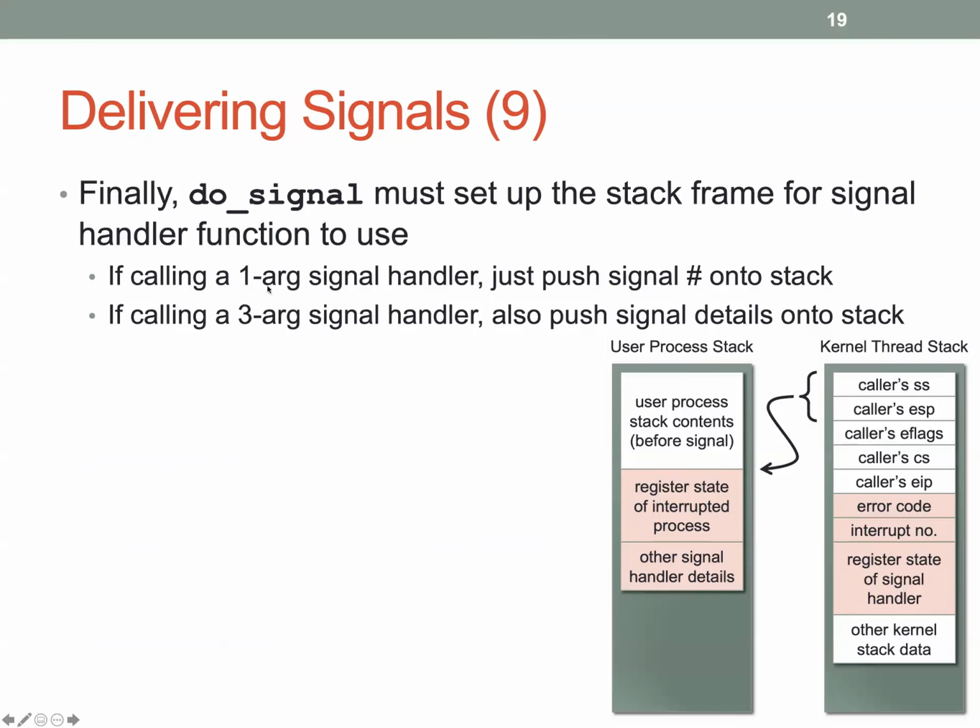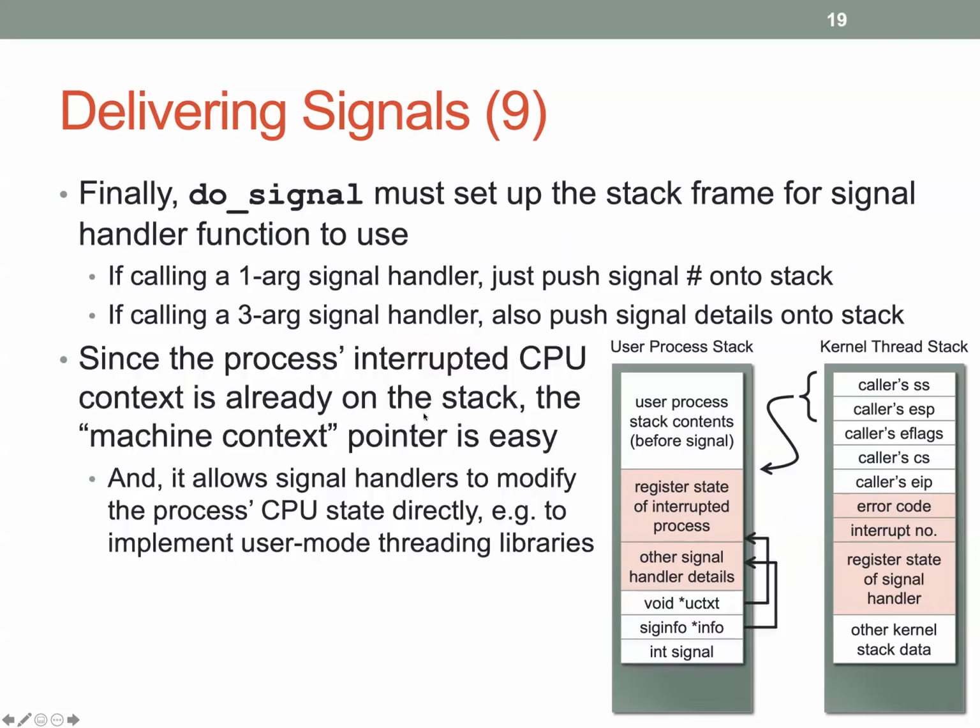So as I say here, if we're calling a one-argument signal handler, we need to make sure the signal number goes onto the stack. This is the old CDECL convention. With the current AMD64 ABI convention, you just put it into a register, and the old register value would have been saved in this context on the user stack. For a 3-argument handler, the details will go onto the stack as well. So you end up with something like this.